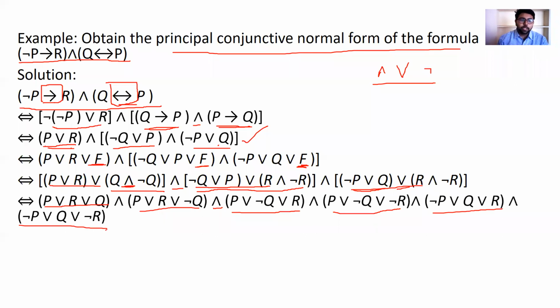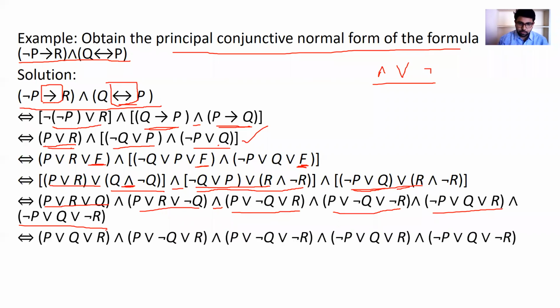Now remove the common terms and write the formula like this. Is it clear to everyone for principal conjunctive normal form? Shall we construct a truth table for this?